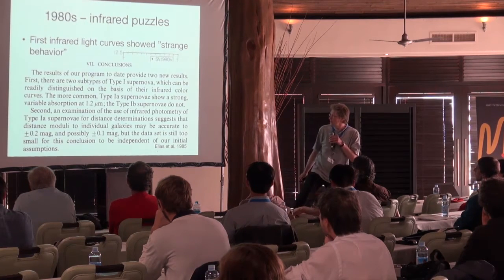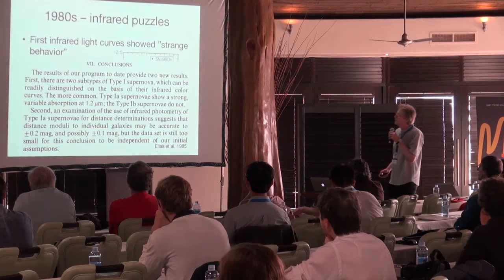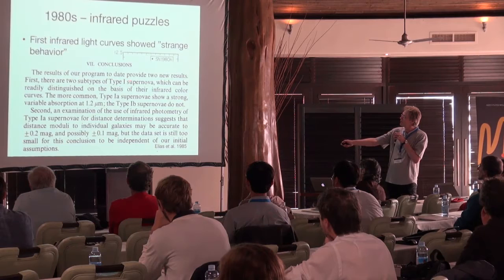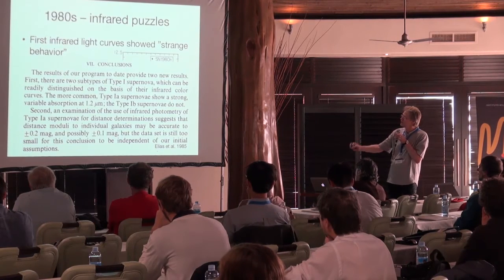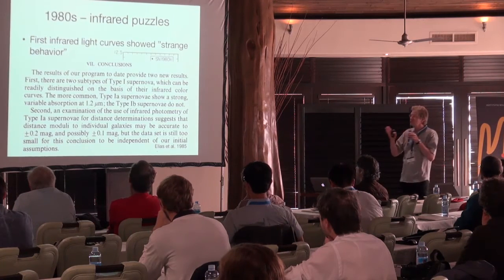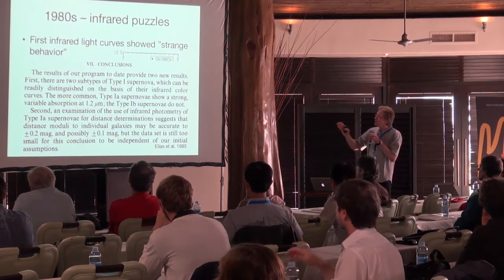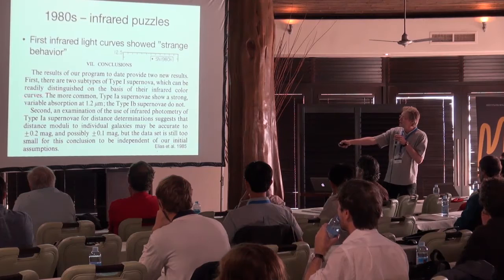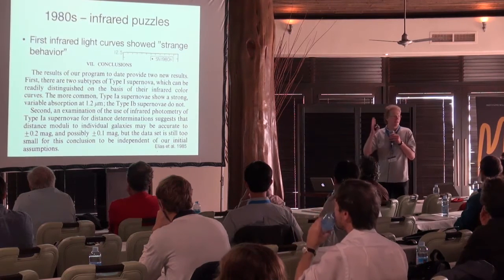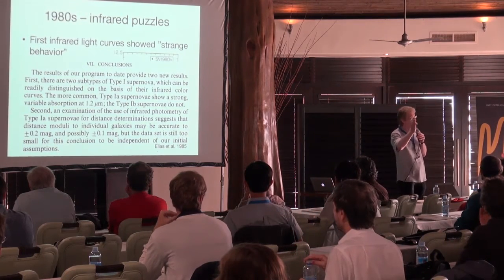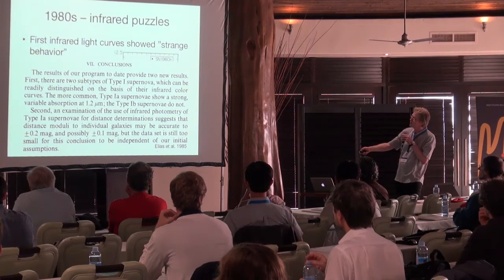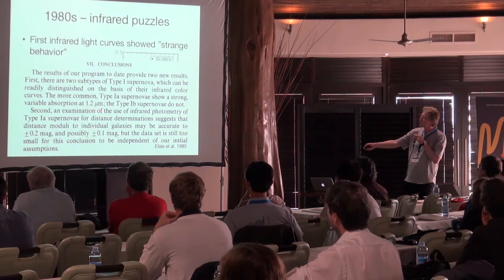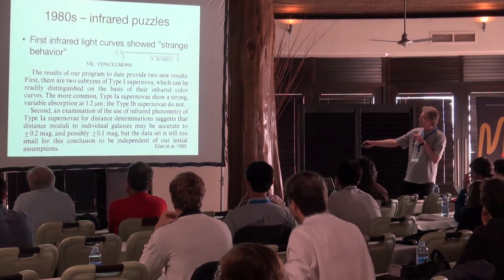And so what they did in their conclusion, they said, the results of our program to date provide 2 new results. First, there are 2 subtypes of type 1 supernova, which can be readily distinguished on the basis of their infrared color curves. So at that time, they already said, think infrared, forget about the optical. The more common type 1a shows strong absorption at 1.2 microns. The type 1b supernovae develop.